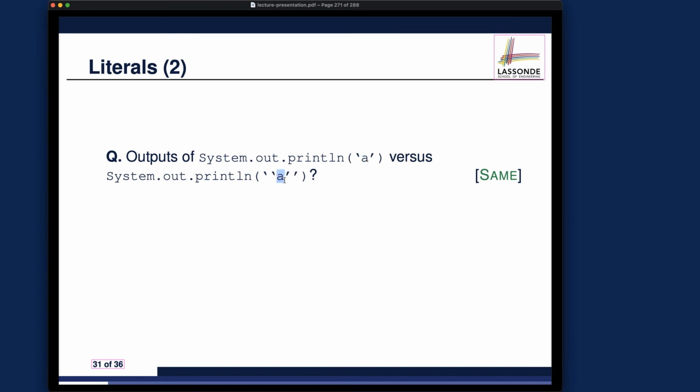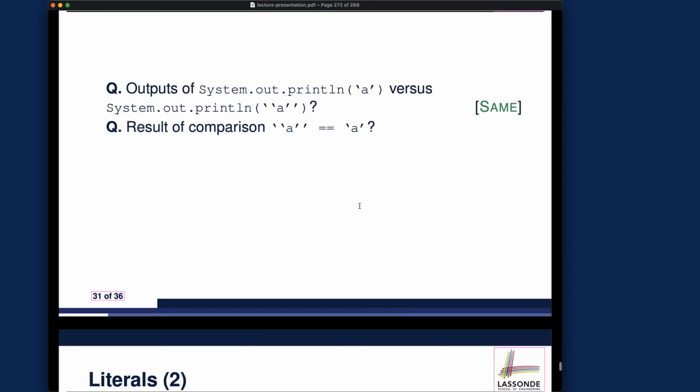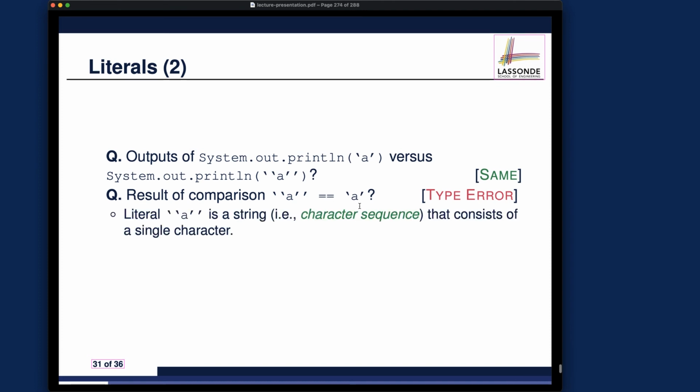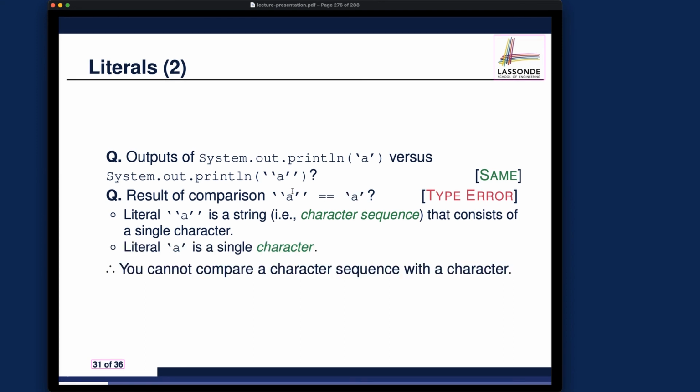However, in your program, if you try to compare these two, a character and a string, with a double equal comparison, in that case it will be an invalid comparison. Because this is a string and this is a character. You cannot compare two values of different types. String and character are considered different types. That's exactly what I just mentioned, and this is also something I mentioned when we talked about literals. Just be careful.